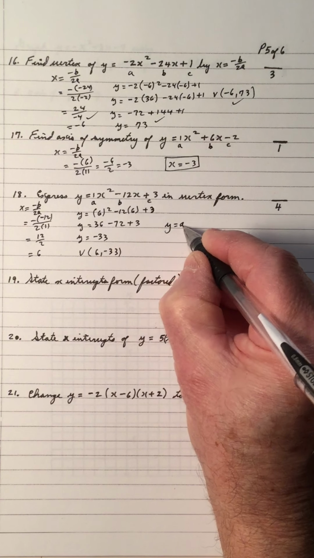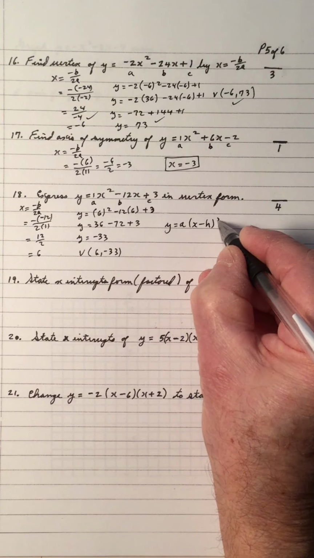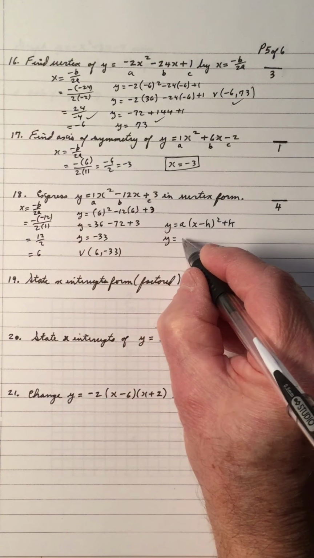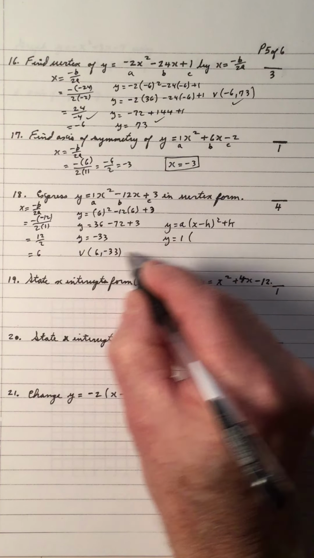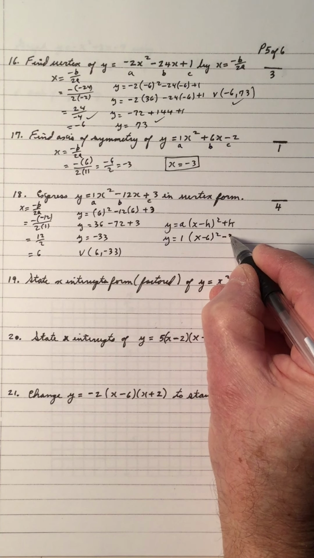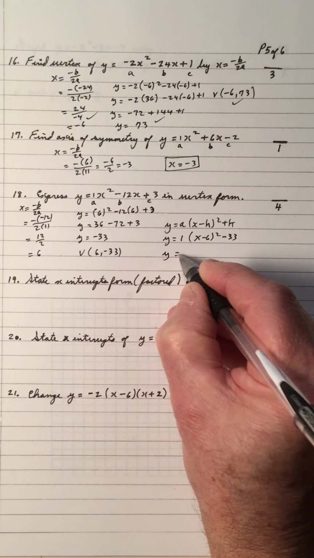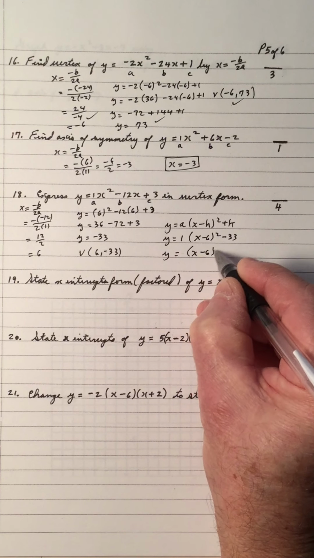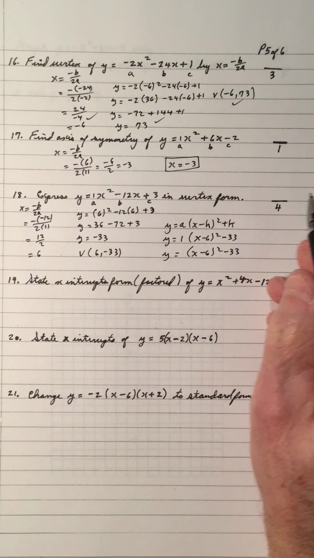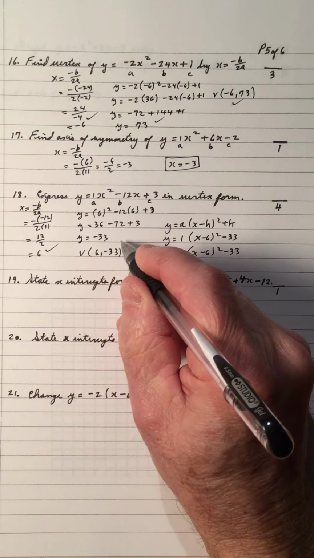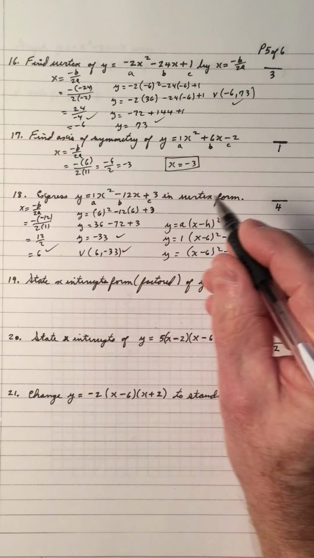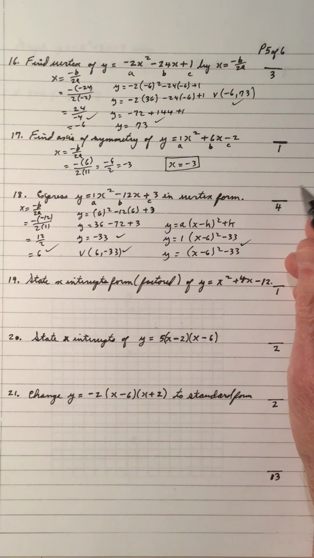So the vertex form is a outside of x minus h all squared plus k. A is 1. And I got a 6, which is a -6. And I got a -33. So the 1 is not necessary. So if you have 6, a mark. If you have -33, you have a mark. If you wrote down the vertex, you have a mark. If you wrote down this form, you got a mark, 4 in total.